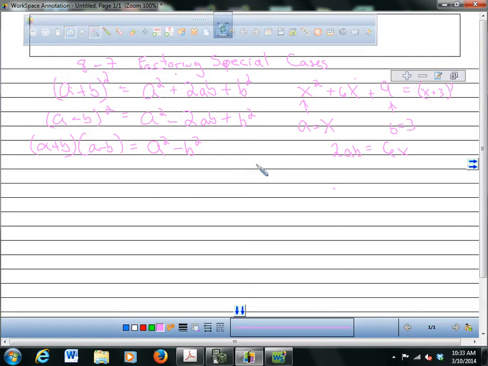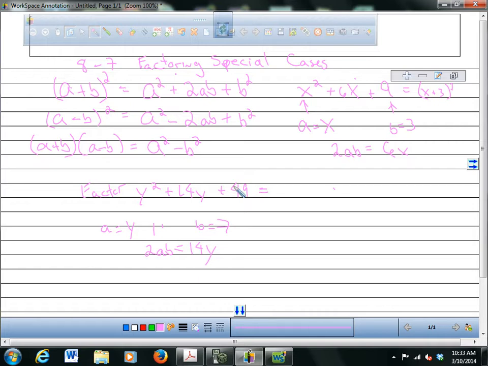Say I have this one, and they say factor y squared plus 14y plus 49. And you don't want to do the cross and box, you just want a shortcut. What's the square root of y squared? Y. So a equals y. What's the square root of 49? 7. So b equals 7. What's 2 times y times 7? 14y, right? So 2ab equals 14y.